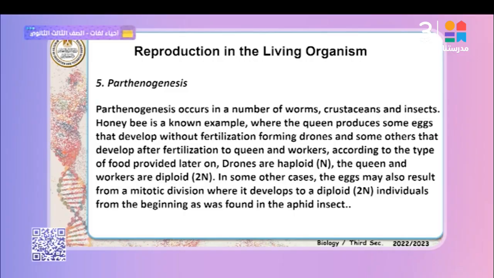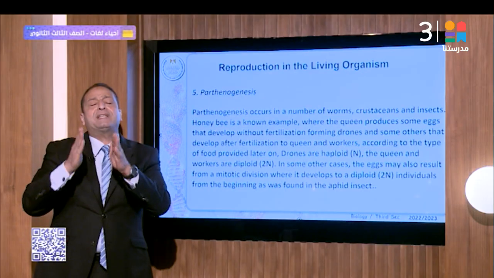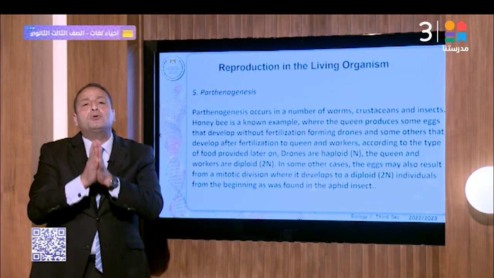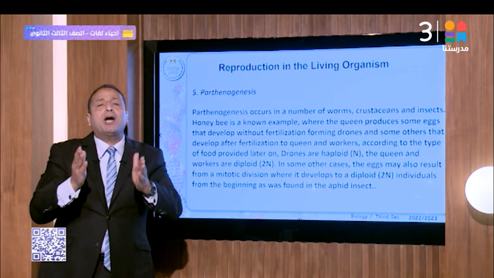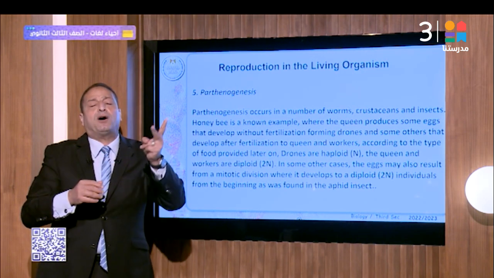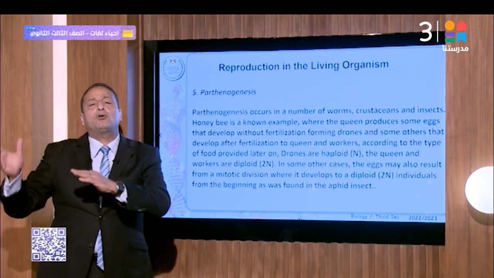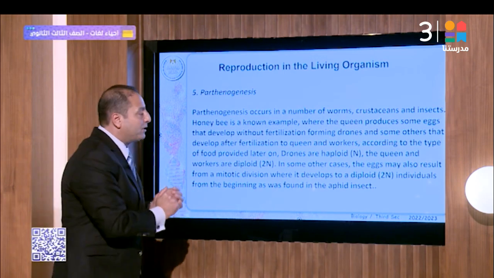Okay? The aphid insects, it is divided mitotically. 2N mitotically, N mitotically. 2N develops without fertilization. In 2N, the females are formed. The main purpose of parthenogenesis in aphid insects is producing a large number of females. Why? Because the females may come from sexual reproduction or asexual reproduction by natural parthenogenesis.